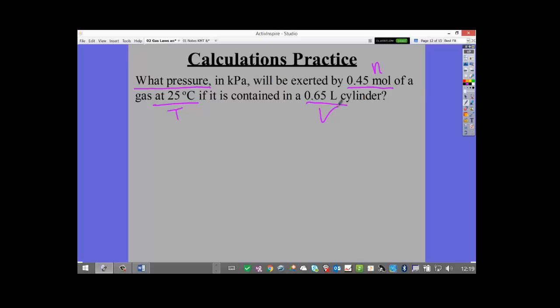So what law are you gonna use? We're using the ideal gas law, which is PV equals nRT. My pressure, I'm looking for that, P. My volume is 0.65.